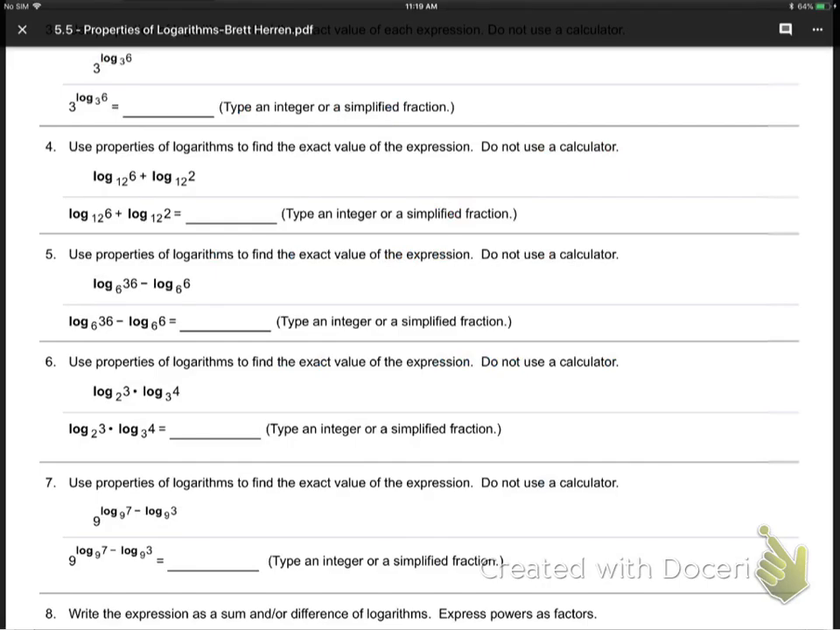Number 6, log base 2 of 3 times log base 3 of 4. So we're multiplying a couple of logs there. How do we do that?